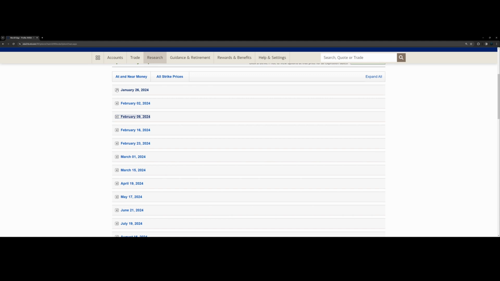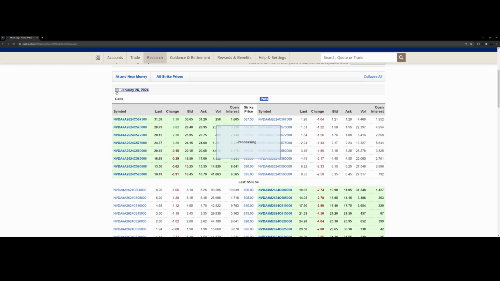The expiration date determines the duration of the contract and is sometimes expressed as the days to expiration, meaning if I purchase an option today on January 22nd, the option will expire. If I purchase this option, the option will expire on January 26th.